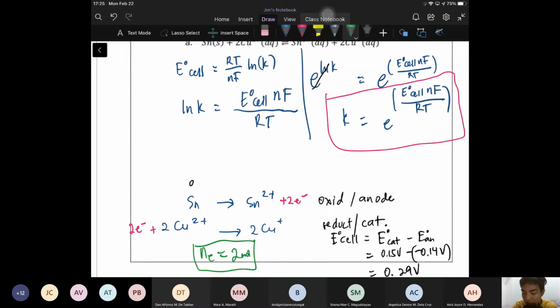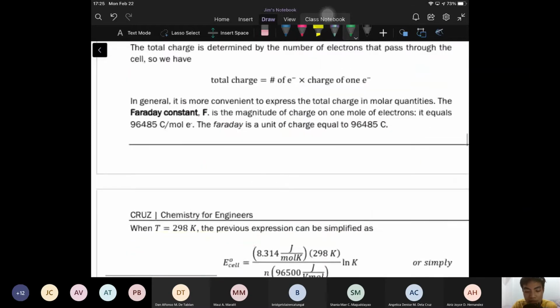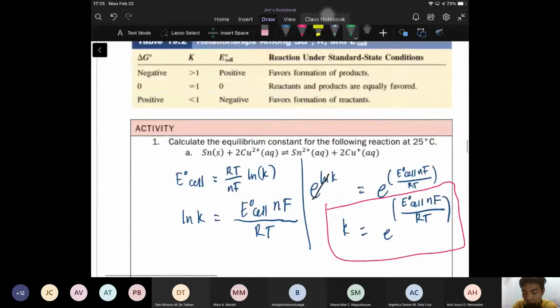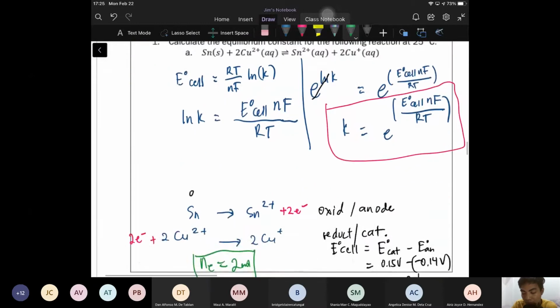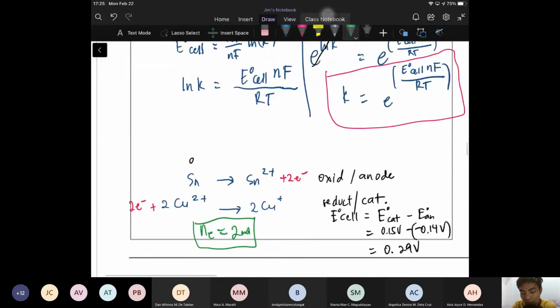We have 2 moles of electrons. Yung Faraday constant, that is 96485 coulombs per mole. Yung R, gas constant in terms of energy, and T is the temperature. We can now solve for K. Solve na natin si K.